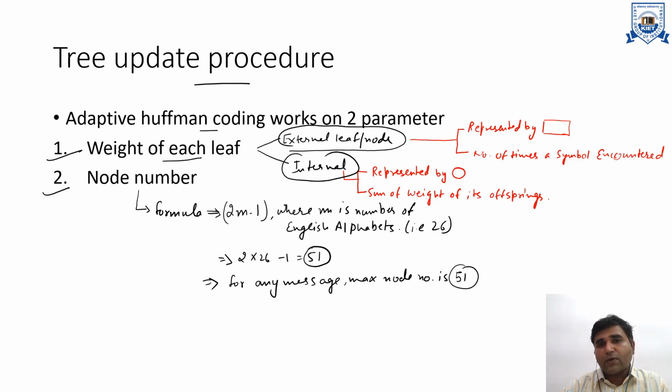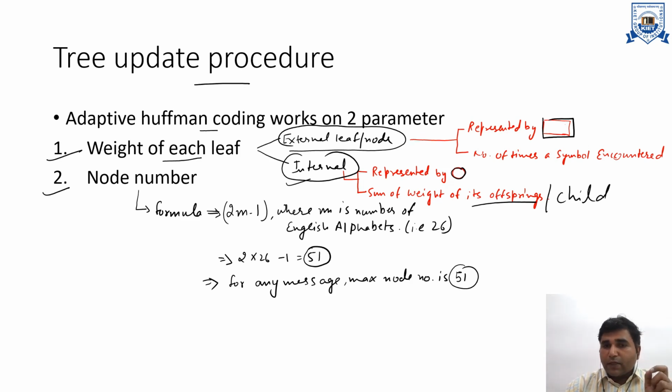The external leaf or external node is represented by a square, and the number of times a symbol has encountered this leaf is used as its weight. The internal node is always represented by a circle, and the weight of an internal node is the sum of the weights of its offspring, or children. Suppose we have this internal node with these external children; the sum of their weights will be the final weight of this internal node.